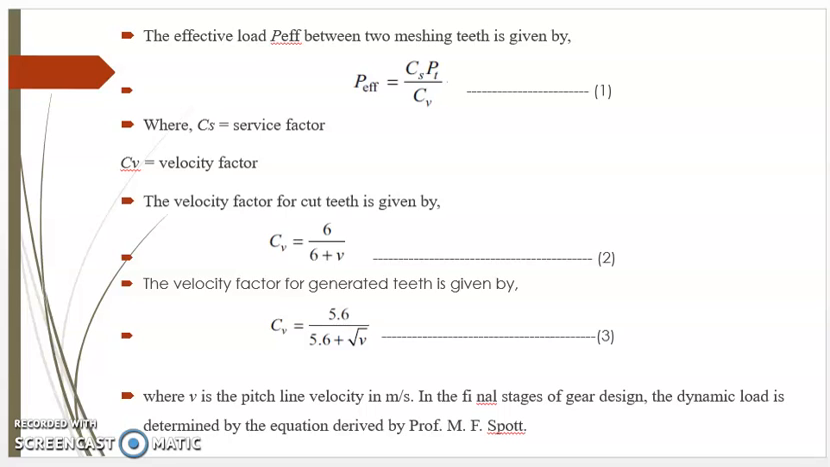The velocity factor for cut teeth is given by Cv = 6 / (6 + V), equation 2. The velocity factor for generated teeth is given by Cv = 5.6 / (5.6 + root V), equation 3, where V is the pitch line velocity in meter per second. In the final stages of gear design, the dynamic load is determined by the equation derived by Professor M. F. Spotts.